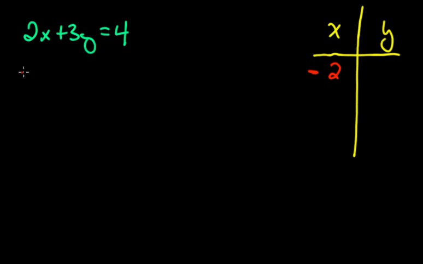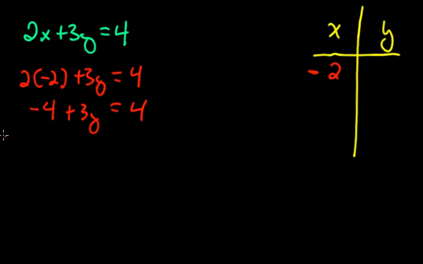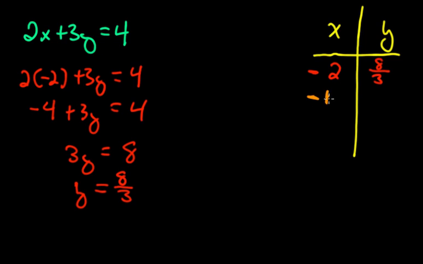So I come over here, 2 times negative 2 plus 3y equals 4. Negative 4 plus 3y equals 4. Add 4 to each side, 3y equals 8. And then divide by 3, so y equals 8 thirds. Alright, let's give a new number here. We'll keep working. We'll try negative 1.